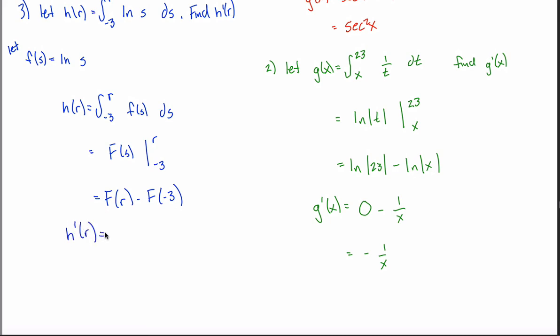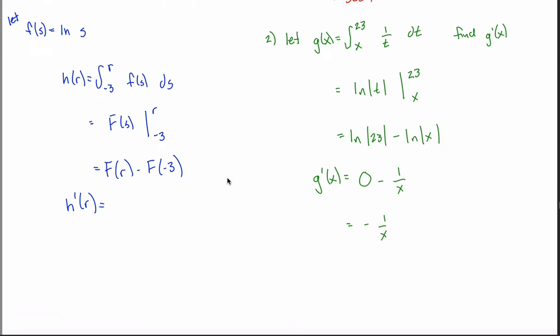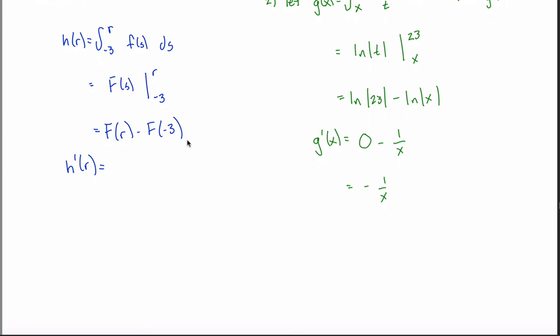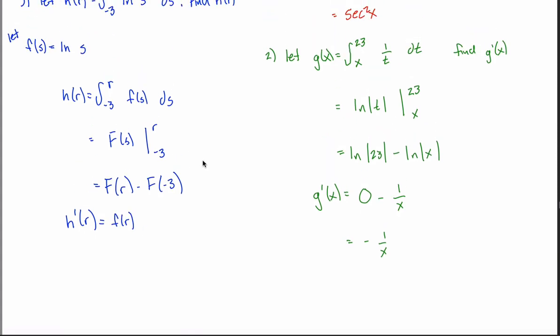Help me out here. Well, remember in our next step, after we rewrite the original function, we got to take the derivative because the question is asking us to find h prime of r, not h of r, which is what we wrote here. So find h prime of r. To find h prime of r, I got to take the derivative of this thing. How are you going to take the derivative of this thing? What's the derivative of capital F of r? Well, it's little f of r, right? By definition, the antiderivative of little f of s is capital F of s. Similarly, the derivative of capital F of r is just little f of r.